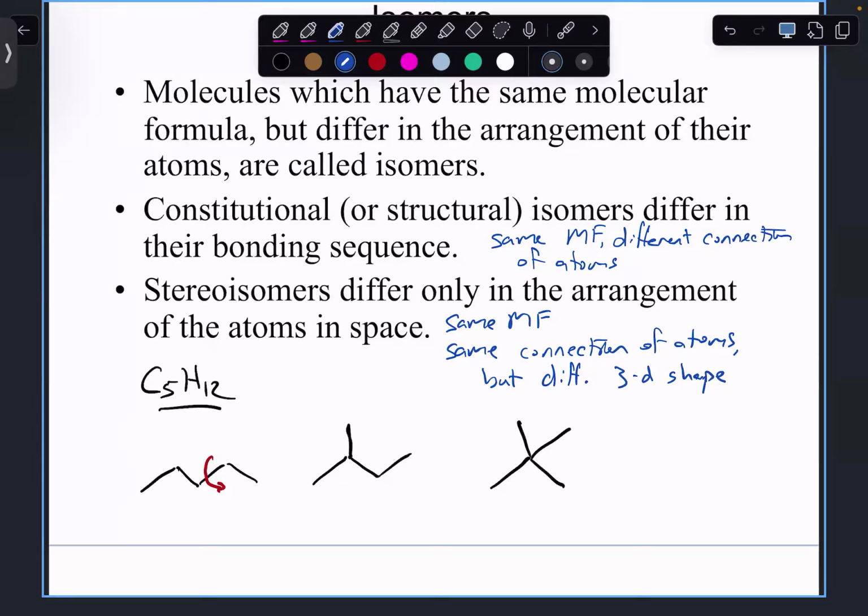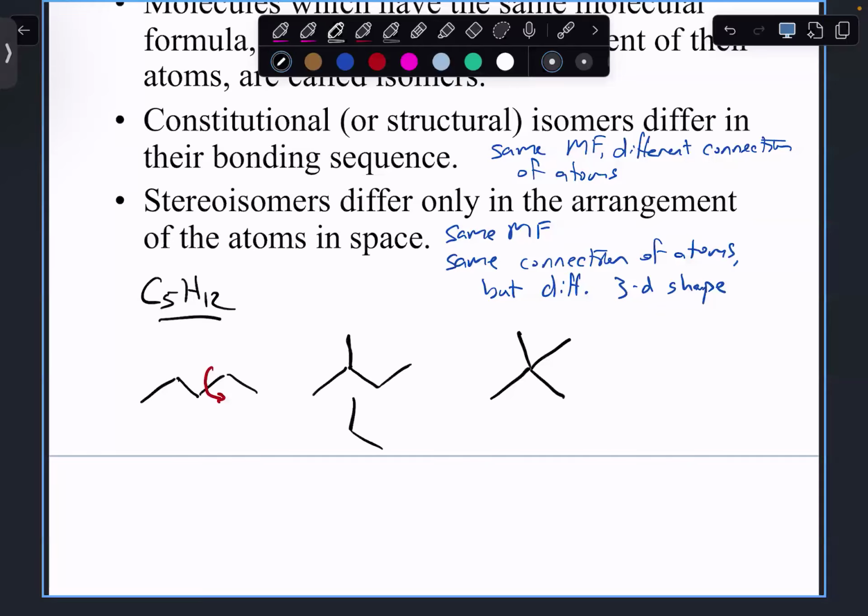No. Because if I have it like this, or I have it like that, this is still CH3, CH, CH3, CH2, CH3. It's the exact same connection of atoms. All I did literally was I took this guy and rotated it counterclockwise.